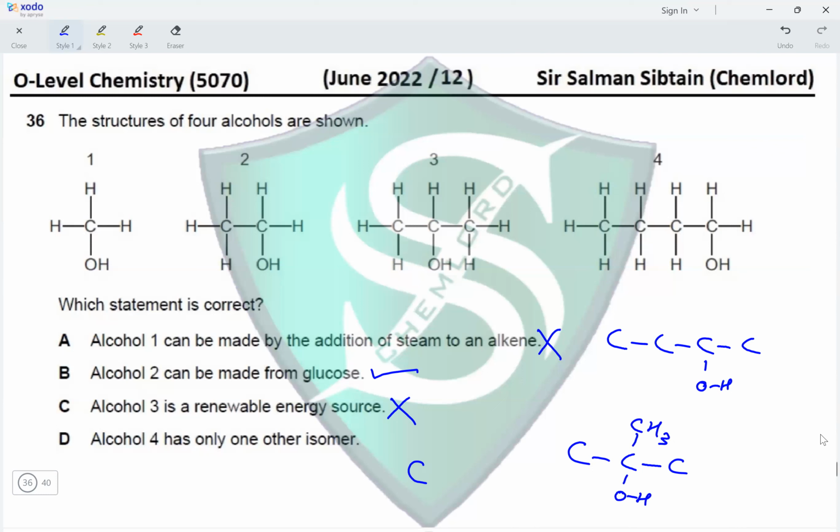We can also have OH being present on the first carbon atom and one of the other terminal carbon atoms replacing a hydrogen atom here. So there are three other possible isomers that I just made. And the statement says alcohol 4 has only one other isomer. So wrong. This makes option B the correct option for this question.